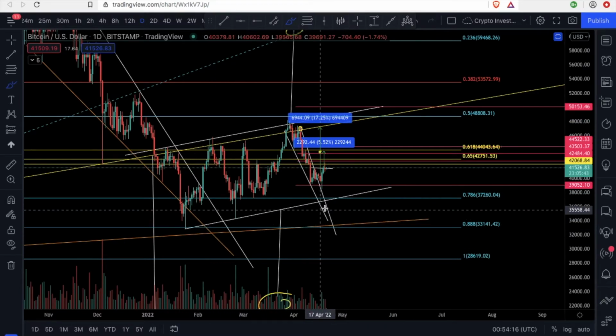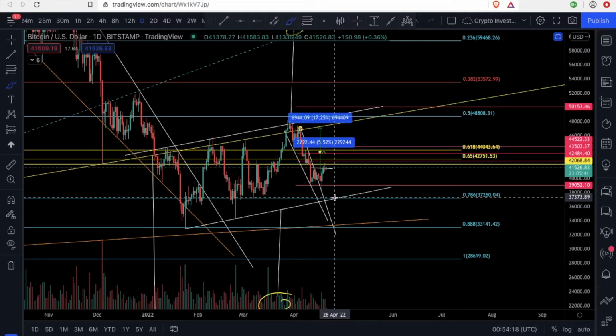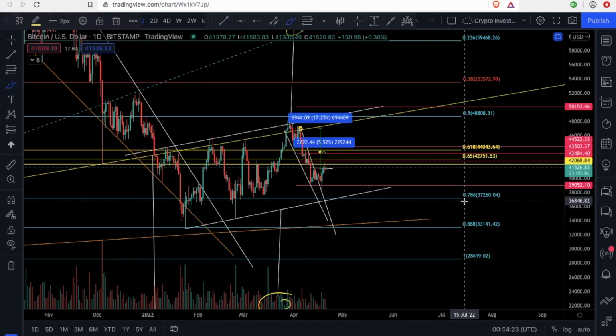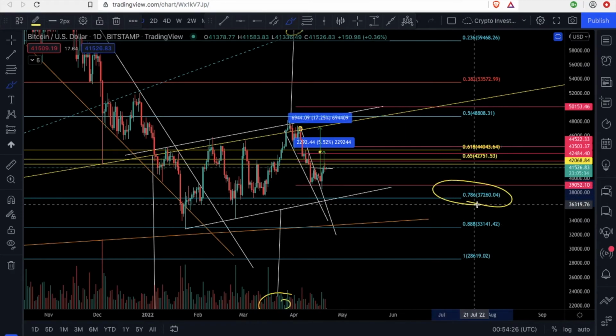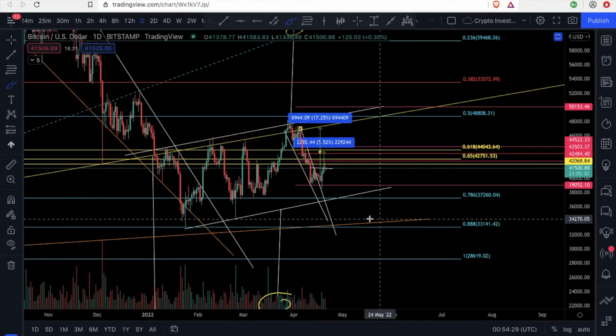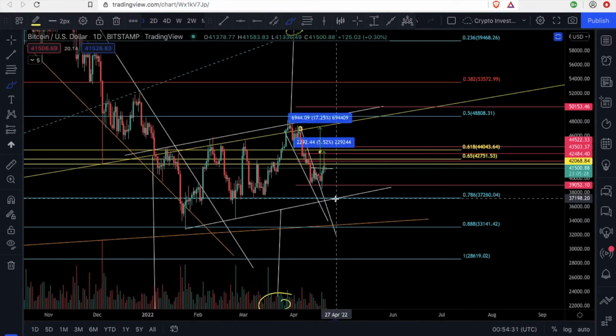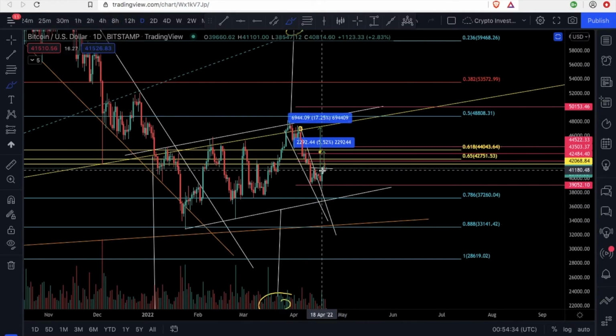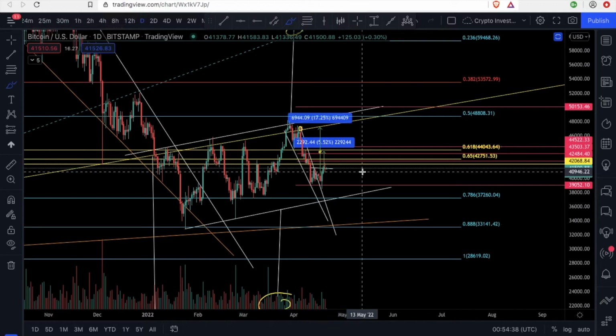And we will find very strong support around this level, and it even has the Fibonacci retracement around this 0.786 Fibonacci retracement around this $37,260 level. And here, that would be very strong support. Right now, finding resistance because of all of these ranges.